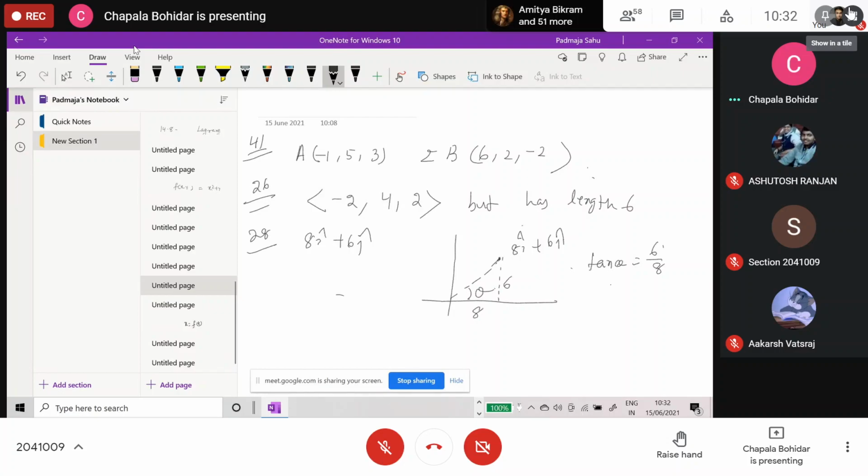Yes, ma'am. So, projection. You must get one question from that projection. Then your vector A is 1, 2, 3. Find the direction angle of the vector A.